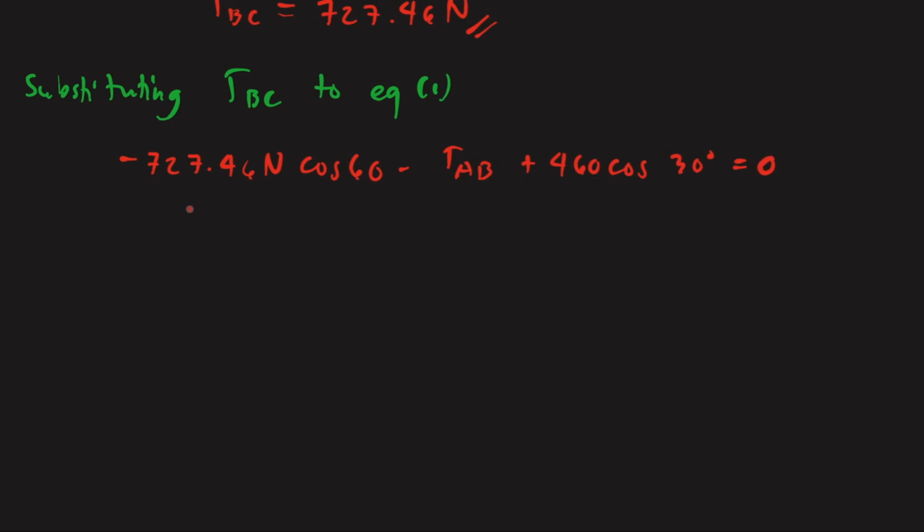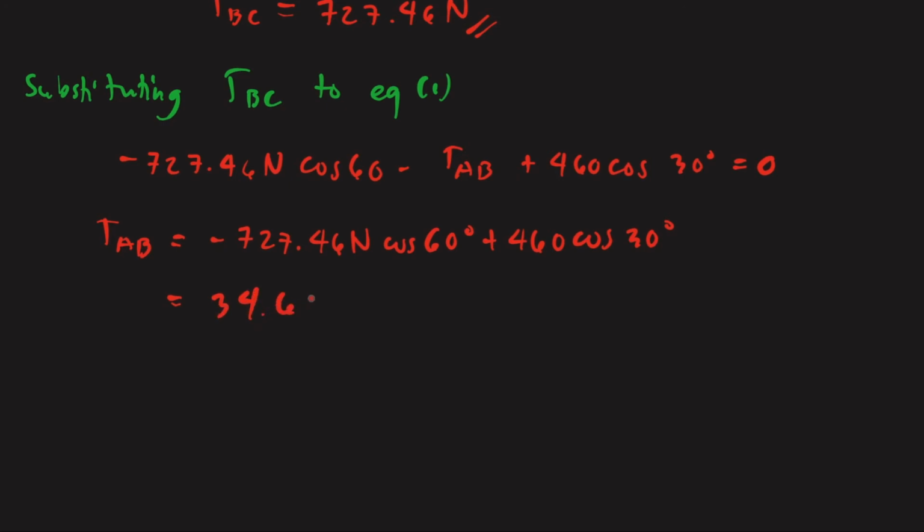Okay, now if we want to isolate this, TAB should be equal to negative 727.46 newtons cosine 60 degrees plus 460 cosine 30 degrees, and that would be equal to 34.64 newtons. So this is TAB.